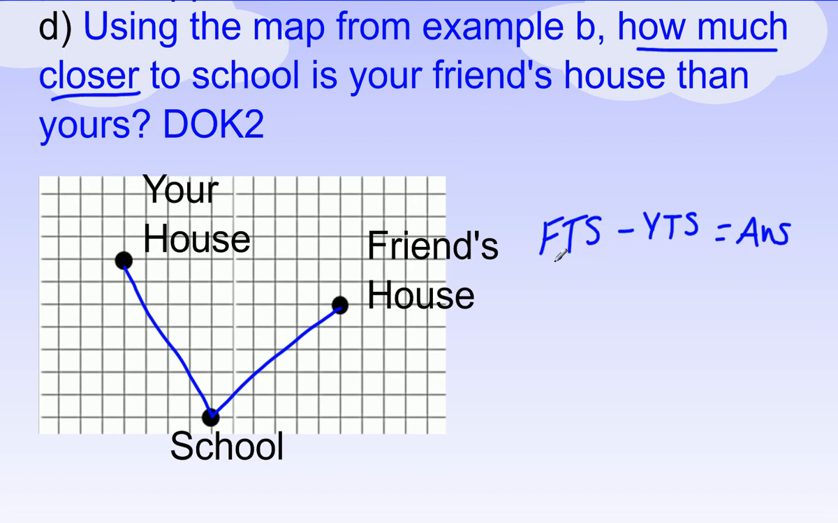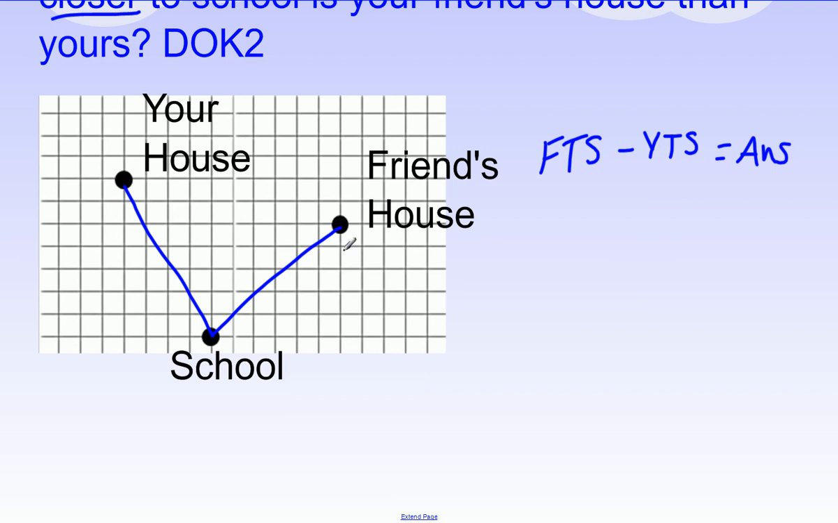We need to find out the distance from your friend's house to the school and your house to the school, and that will give us our answer. So let's do them one at a time. Your friend's house to the school. Well, given the pretty picture, I'm going to draw the right triangle in here. There and there. 1, 2, 3, 4, 5 here. 1, 2, 3, 4, 5, 6 here.